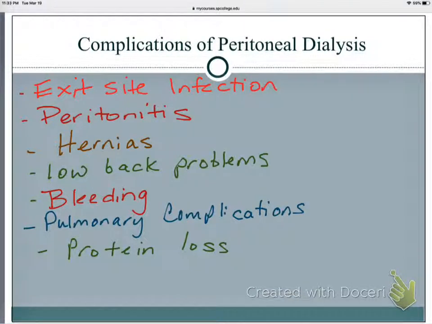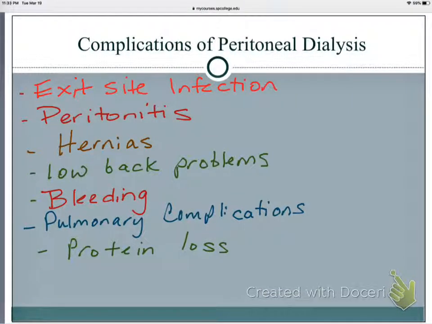We talked about signs and symptoms: redness, tenderness, drainage. They're generally treated with antibiotics. And if they're not treated immediately, it can progress to peritonitis. So you really want to keep a good eye on the exit site, which is your insertion site, where I showed you in the picture the catheter comes out of the skin. Peritonitis is another complication. I would know these guys, okay?